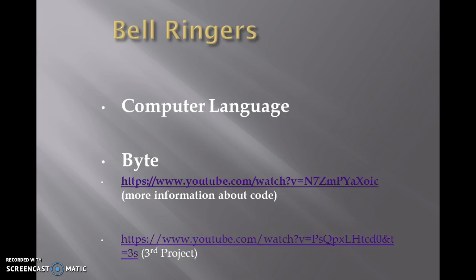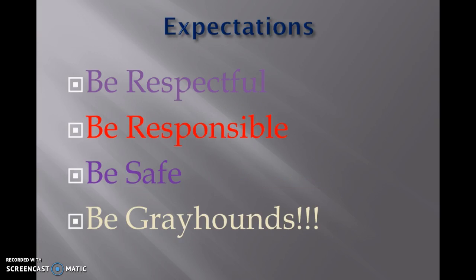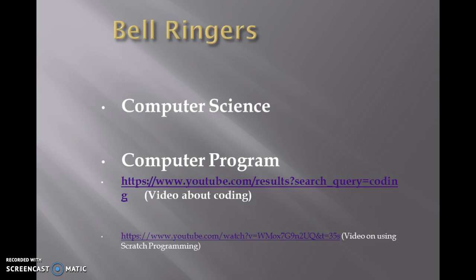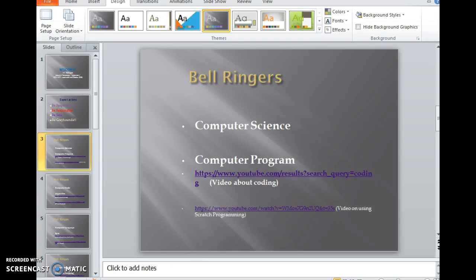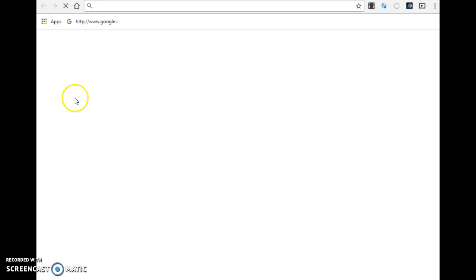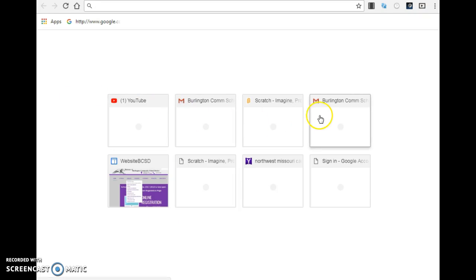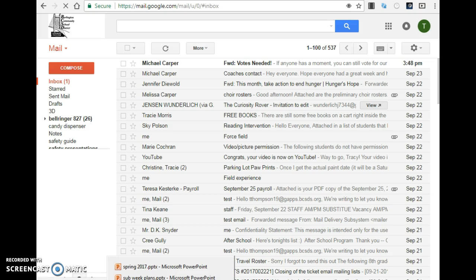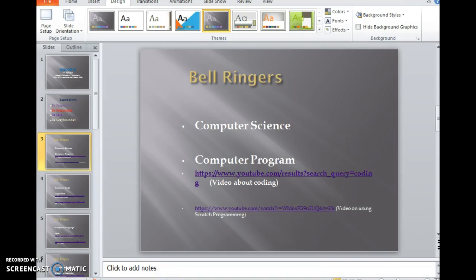So let me back up to this first one. Computer science, computer program, just some things I'd like to touch upon as you're doing these. Let's do our bell ringer as an example so that I can show you how it would save in a draft. So I would come in, I would open my Gmail, and the 2 bell ringers are computer science and computer program.